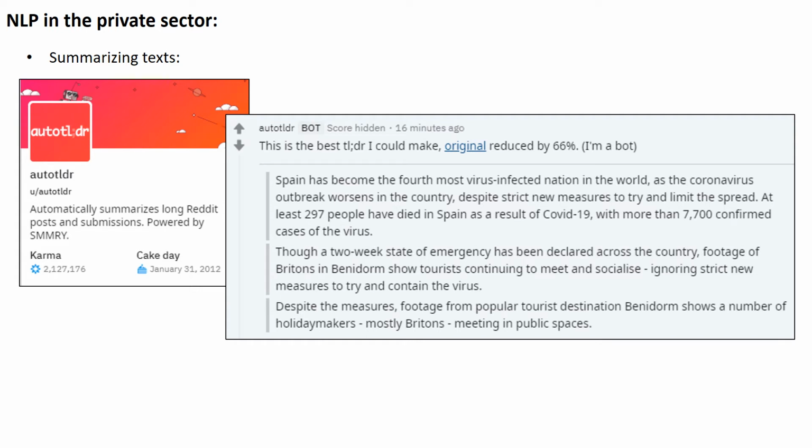This is a pretty neat example of a text summary bot on Reddit, which is a very large online forum. The bot scans all posts and infers whether the post refers to a news article or not. If it does, it scans the news article and produces a summarized version of said article. I have an example here of an article about, surprise, surprise, the coronavirus, and the bot reduced the article by 66%, which is pretty impressive.